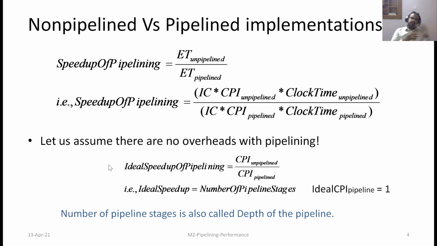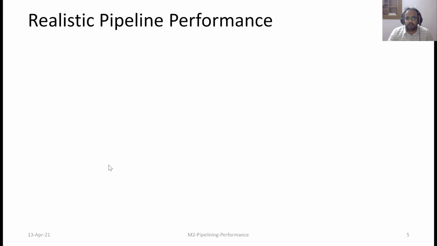So in the previous example, the ideal speedup would be 5, but we already saw that it's not the case, right? We have a lot of practical issues that we need to consider when we are looking at a pipeline implementation. A small note that the number of pipeline stages is also referred to as the depth of the pipeline. So do not get confused with the terms depth of the pipeline and number of pipeline stages. Both are the same. So with all the practical implementations of pipelining included, let's see what the performance would be.